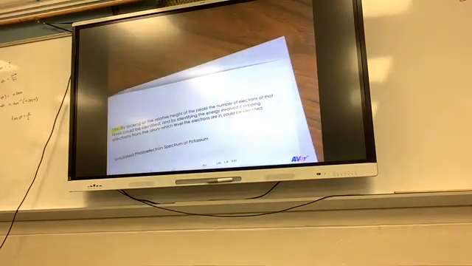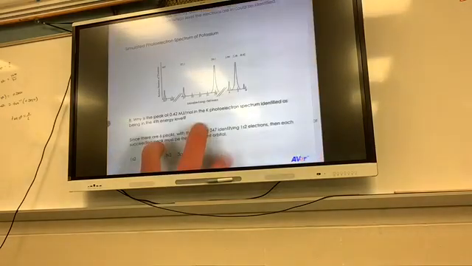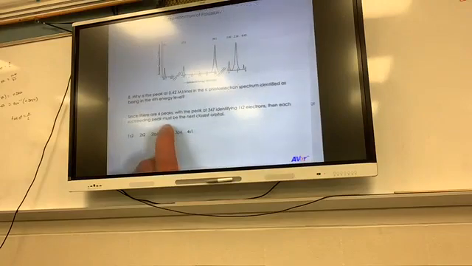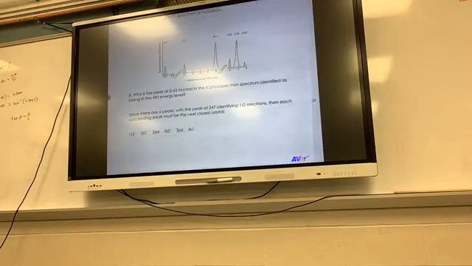Lastly, number 8, why is the peak in the K photoelectron spectrum identified as being in the 4th energy level? Well, there's 6 peaks, right? So each one must be the next closest orbital. I didn't grade that one, but that was number 8. Questions? Okay, so that was 10 points.